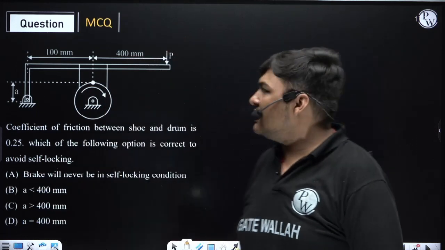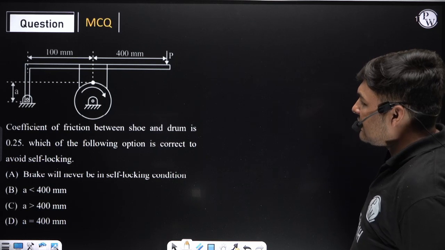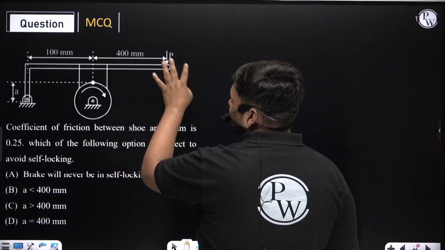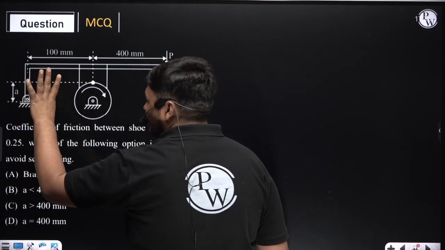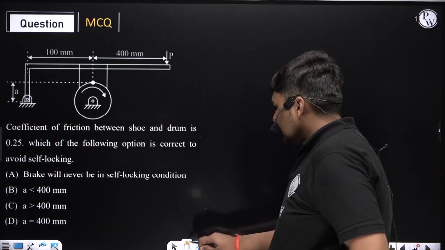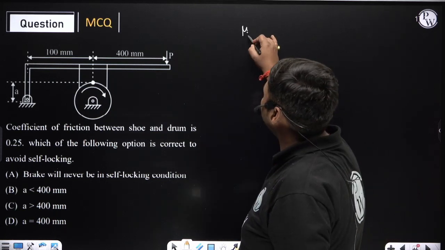Based on this discussion, we will discuss some questions. This question is an MCQ. In this question, this distance is given, this distance is given, this is the direction of braking effort, and the drum is rotating clockwise. This distance is A, it is not given. But the line of action of friction, you can see, is above the fulcrum. The coefficient of friction between the shoe and drum is given, that is mu, which is 0.25.